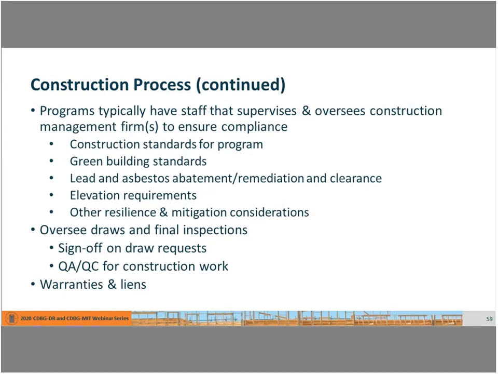Program staff are then used to oversee the construction managers to ensure compliance with program construction standards, lead and asbestos mitigation requirements, Section 3 compliance, and green building requirements. Also, program staff are typically the ones that must sign off on draw requests after the construction manager completes a draw inspection and reviews the draw request documentation.